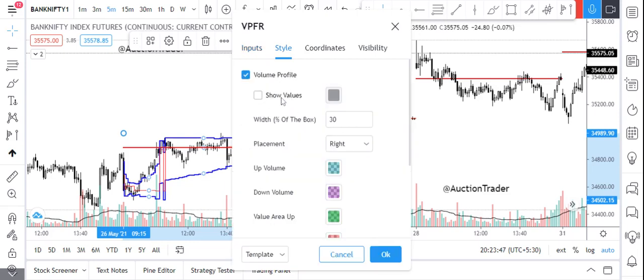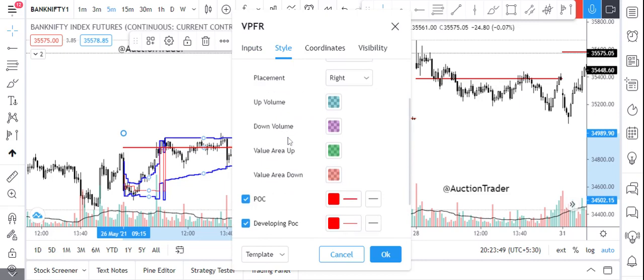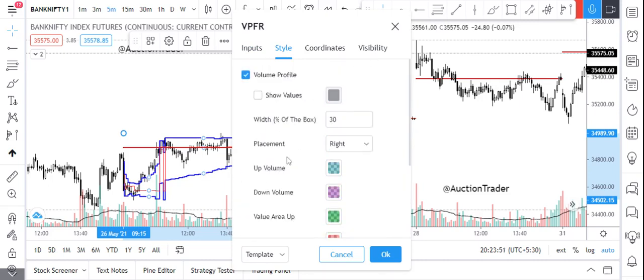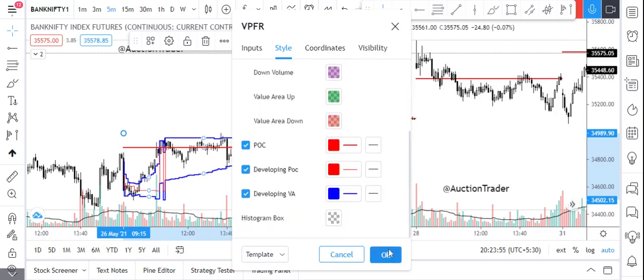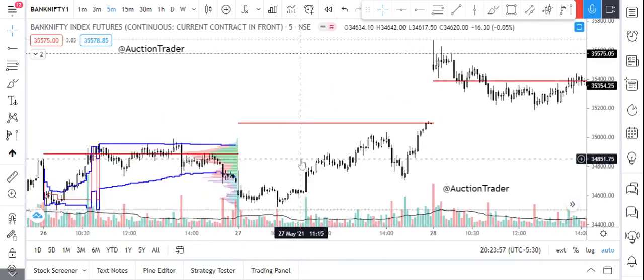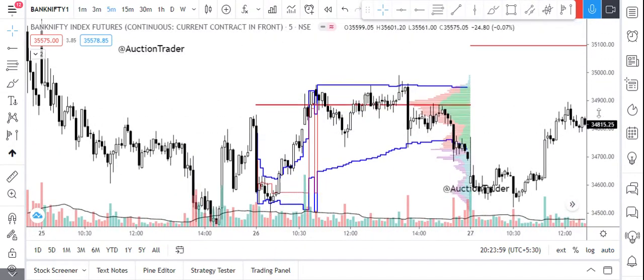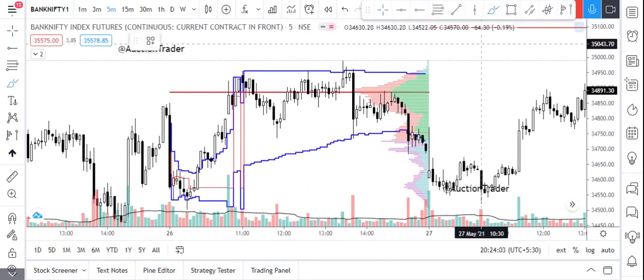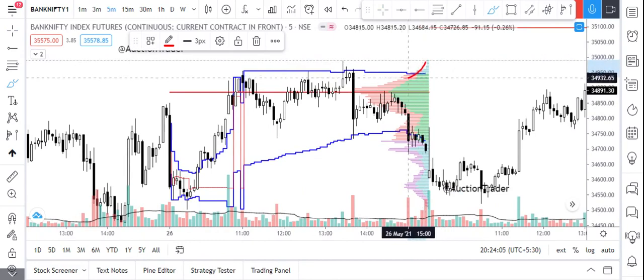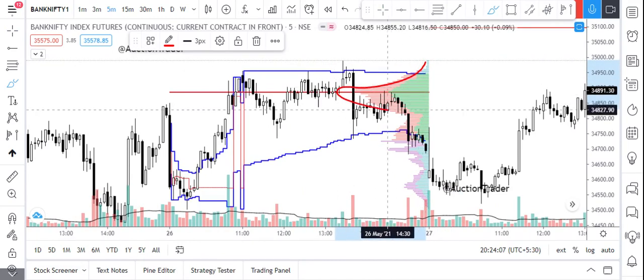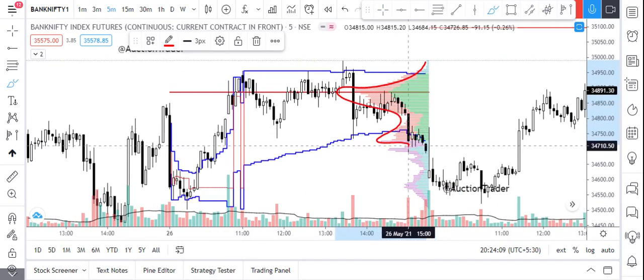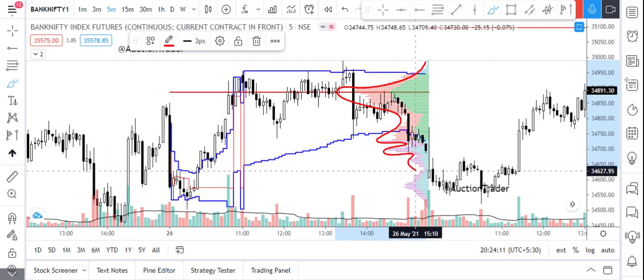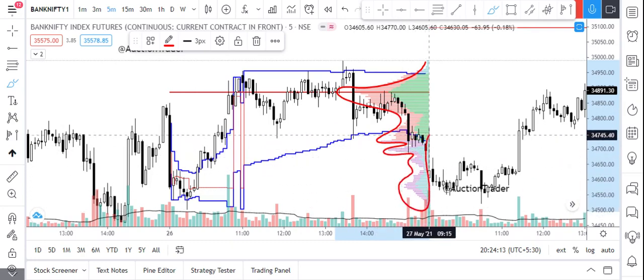If you want to visualize what a volume profile looks like, then you can click on show values and all these things can be enabled. So this is how the structure of a volume profile looks. Here you can see the volume distribution. This is how volume is distributed throughout the day at various different price levels.